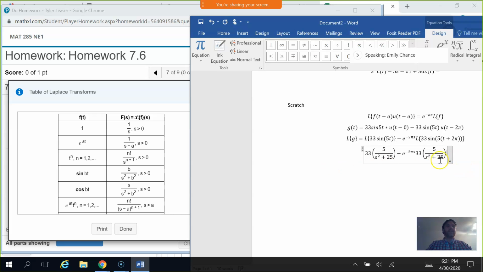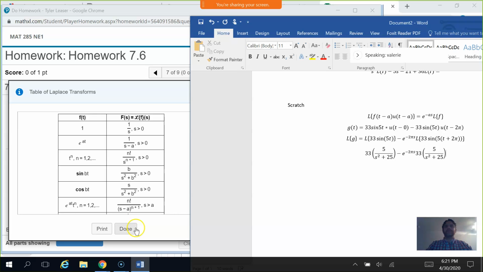Okay, is that part okay? Questions about that? I think it makes sense so far. Okay, cool. All right, now back to the differential equation.